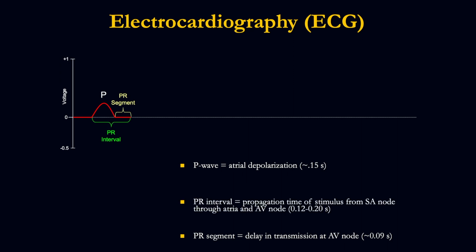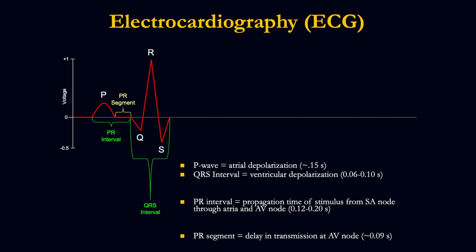If we combine the P wave with the PR segment, we call that the PR interval, and this represents the propagation time of the stimulus from the SA node through to the atria and the AV node. So intervals include both waves and segments, whereas segments do not include waves. The next series of waves is referred to as the QRS interval.